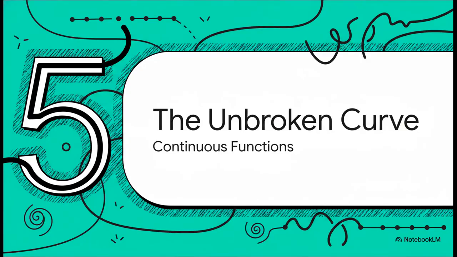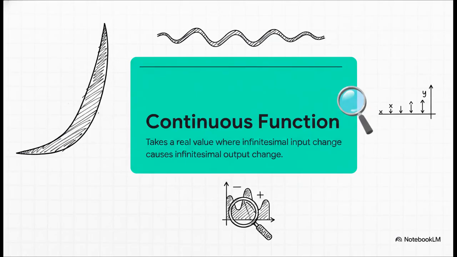All right, let's bring all this abstract math back to something we can visually picture in Section 5, the unbroken curve. We've talked about functions and limits, sure, but how do they behave in motion? Well, Kiselev defines a continuous function with strict mathematical precision. Simply put, it means there are 0 gaps. It takes a definite real value, and this is key, an infinitesimal increment of the input argument causes only an infinitesimal increment of the output function.